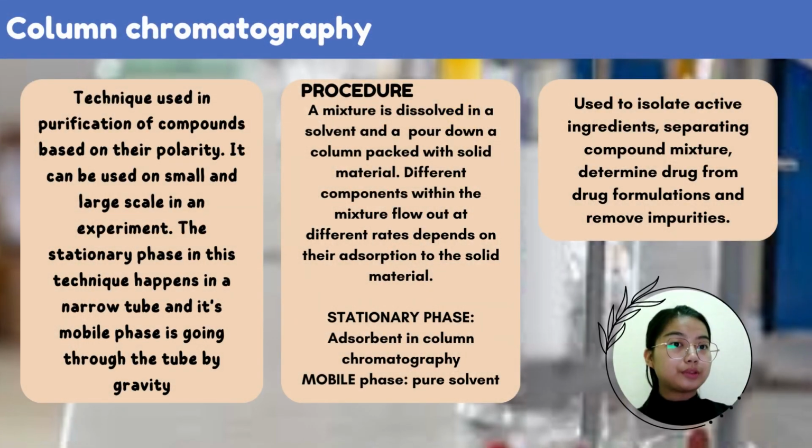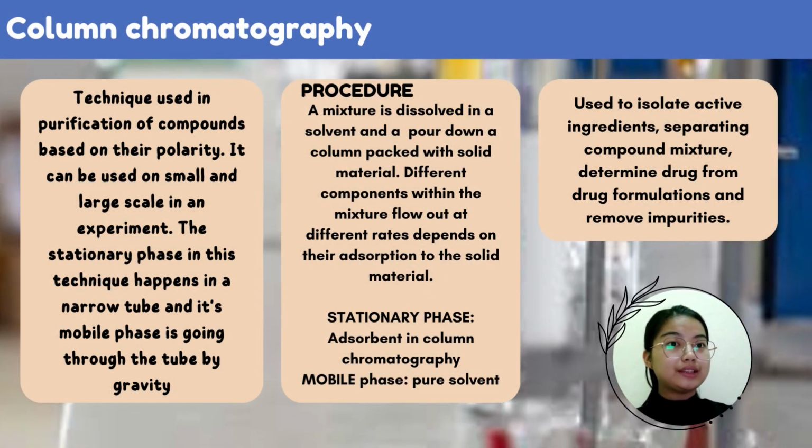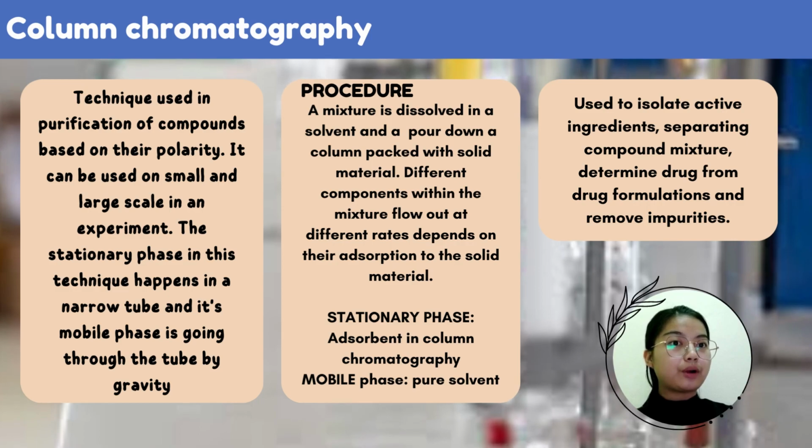Column chromatography is used in purification of compounds based on their polarity. It can be used on small and large scale in an experiment. The stationary phase in this technique is held in a narrow tube, and the mobile phase goes through the tube by gravity. Column chromatography is used to isolate active ingredients, separate compound mixtures, determine drugs from drug formulations, and remove impurities.